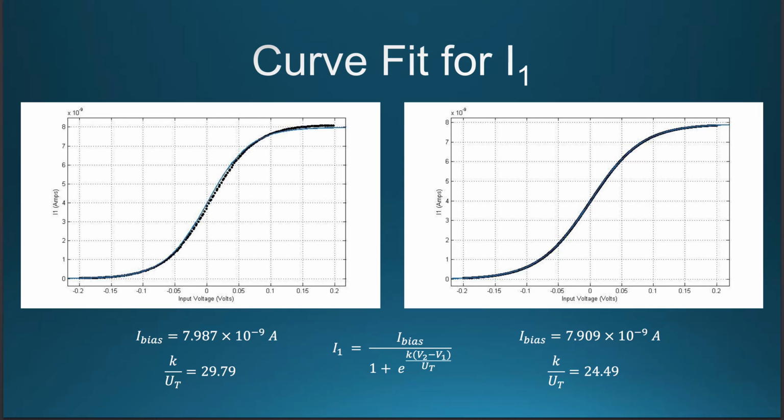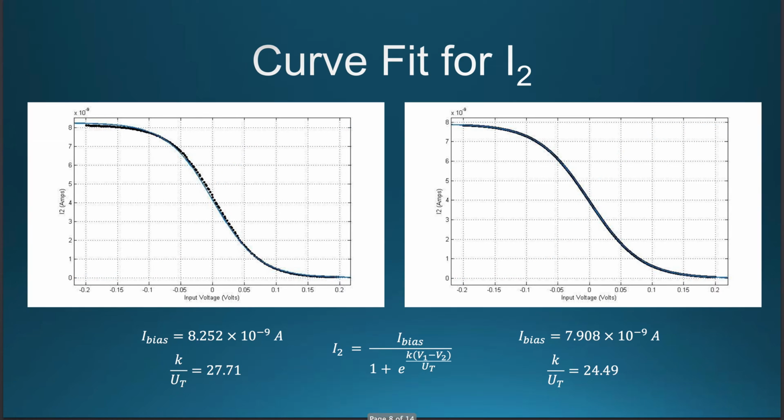This is a curve fit for I1. We used a curve fit using the equation in the middle to find a value for I bias and kappa over UT for each of the equations. This is our curve fit for I2. We again used a revised equation in the middle to curve fit for an I bias and kappa over UT for each.